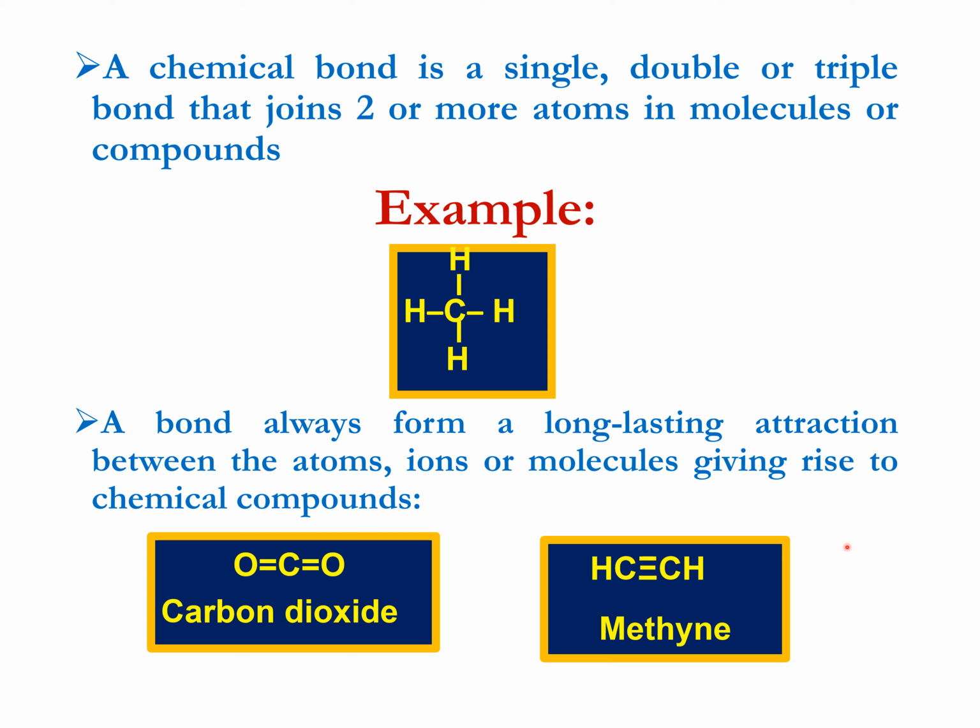So a chemical bond joins two or more atoms in molecules or compounds. Chemical bonds can be single, double, or triple, as we have seen in these examples. Also, a bond always forms a lasting attraction between the atoms, ions, or molecules, and this is what gives rise to chemical compounds.